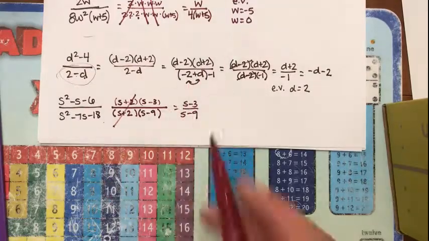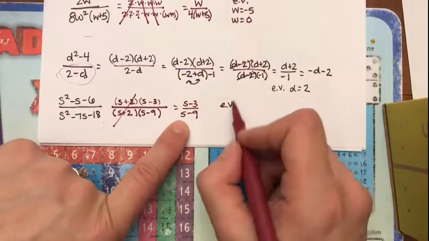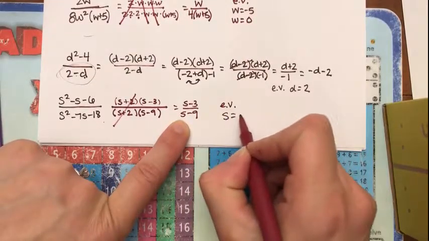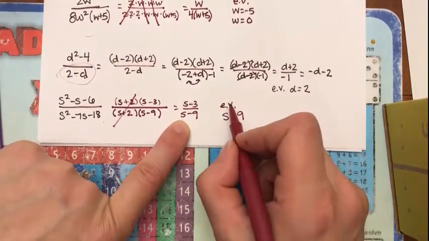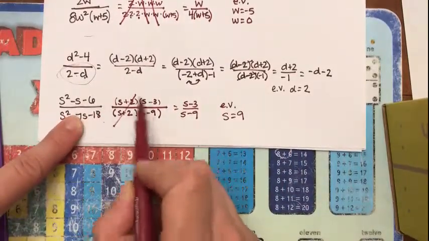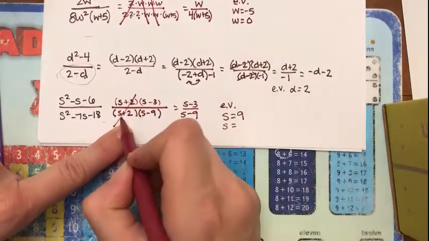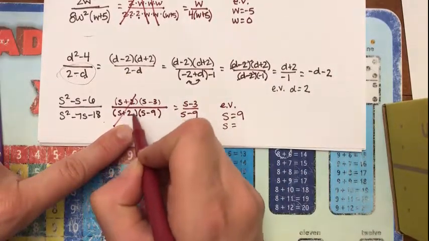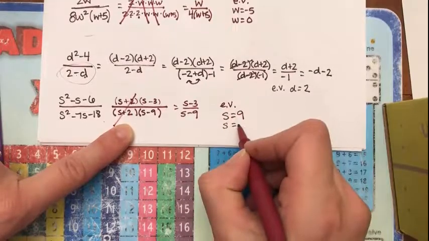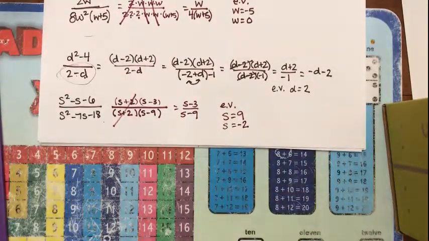Now from here, to do my excluded values, I see that s cannot be 9, or s equals 9 is an excluded value. But I also want to go back to the beginning, and really the factored form is the most helpful one. I see that s equaling negative 2 would make this factor 0. So s equals negative 2 is another excluded value there.